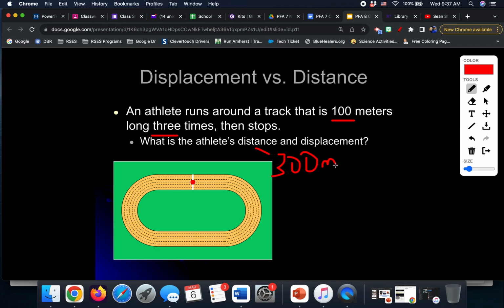His displacement is where does he end up compared to where he started. We said he ran around once, twice, 3. So he ends where he started. Which gives him a displacement of 0. He ran a lot. He's probably tired, but his displacement is where did you end up compared to where you started? It's 0. He ends up at the exact same place he started.